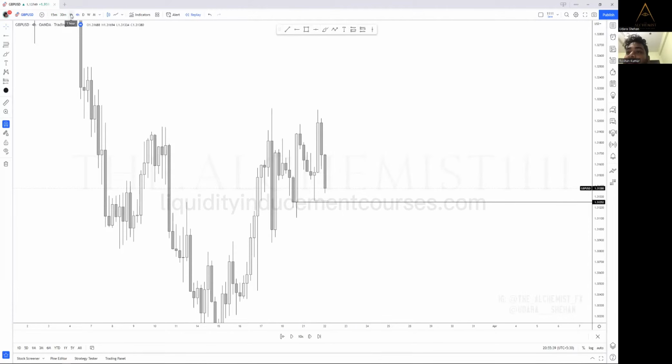Now if you want to, you can even do refinements of these POIs. You can even drop into lower time frames and then do some POI refinement. I told you, a higher time frame order block is a lower time frame breaker block. In the same way, a higher time frame rejection block can be a lower time frame order block.